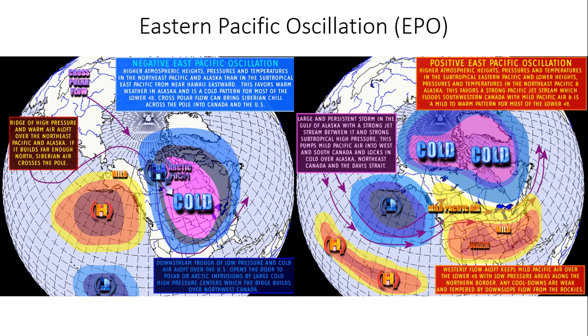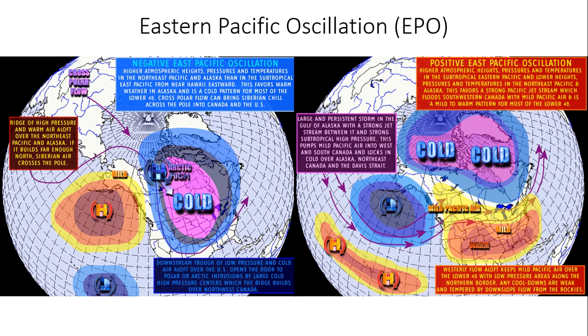As a reminder, here are the different phases of the EPO, whether it's negative on the left or positive on the right. That makes a big deal. The big difference here is with a negative EPO, you get an upper level ridge into the northeastern Pacific with an area of low pressure near the Hawaiian Islands to the south. With a positive EPO on the right, the pressure systems are flipped or reversed.